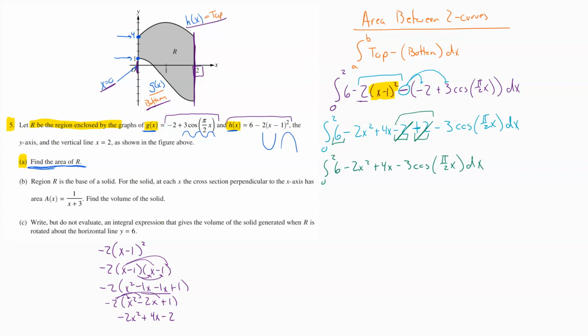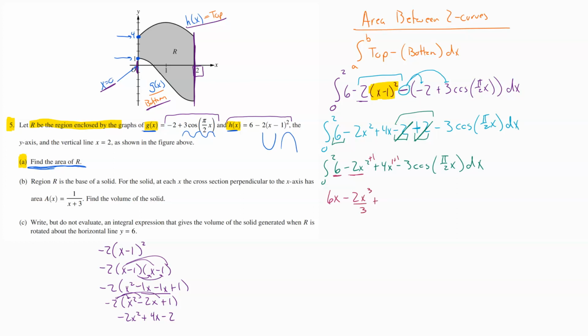And now I just work my way through this a chunk at a time. So I take the antiderivative of 6 following that power rule. A number by itself is going to gain a letter back. So this is going to be 6x. Then here I'm going to add 1 to the power, divide by the new power. So I get negative 2x to the third divided by 3. Plus, again, there's an unwritten 1 there.